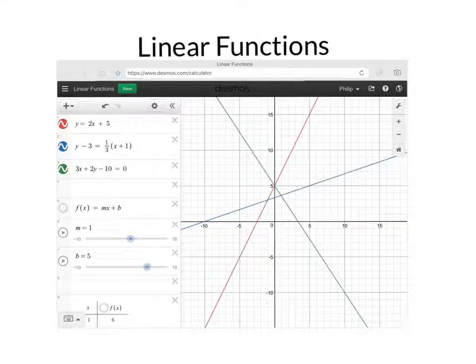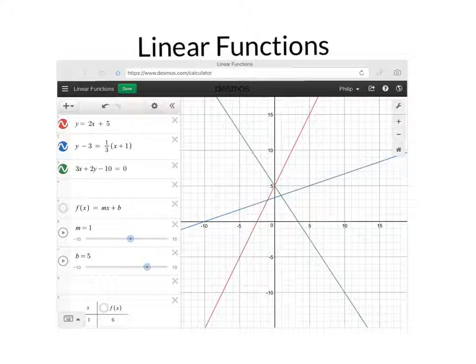Hi everyone, this is our first video on linear functions, and I want to give us a quick introduction to what is a linear function and what we can expect out of this section in the course. So as you see here, I have three graphs that are drawn. There's a green one, a red one, and a blue one.